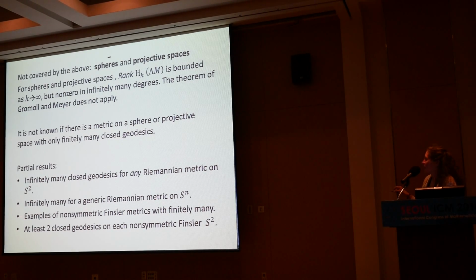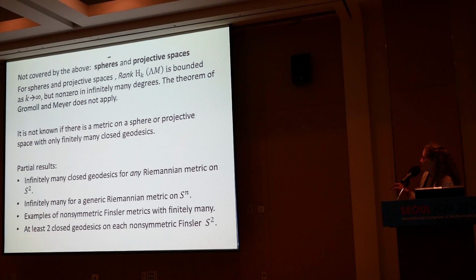There are, however, examples. These are beautiful, beautiful examples due to Katok of non-symmetric Finsler metrics with only finitely many closed geodesics. Now, for our purposes, the difference between a Riemannian metric and a Finsler metric is that the Finsler metric is not required to be symmetric. So if you take the length of a vector and you take the length of minus the vector, they might be different. And you might not think that makes a lot of difference, but in this case it does.